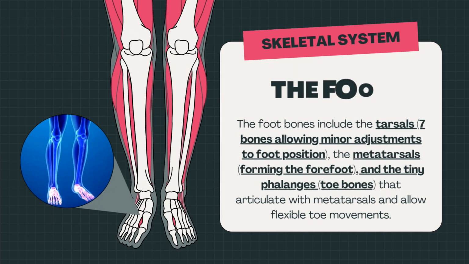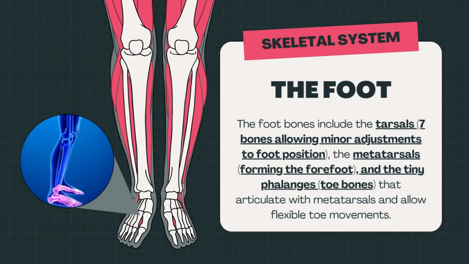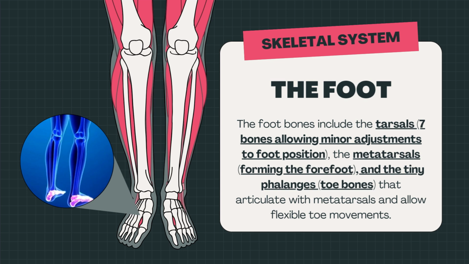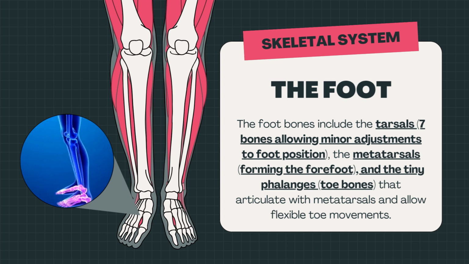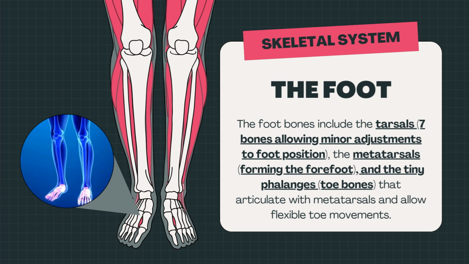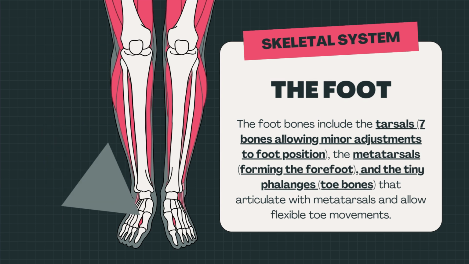The foot bones include the tarsals, 7 bones allowing minor adjustments to foot position, the metatarsals, forming the forefoot, and the tiny phalanges, toe bones, that articulate with metatarsals and allow flexible toe movements.